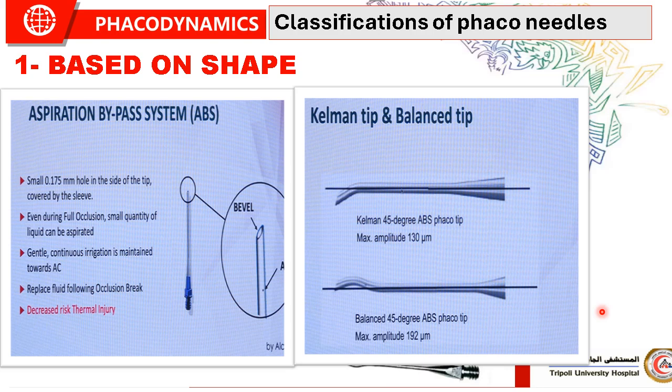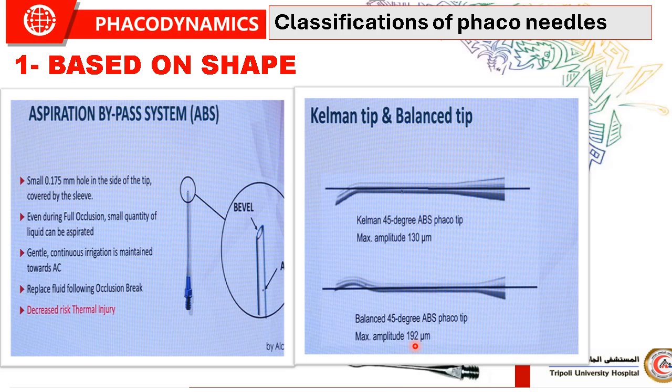Another thing that you can see here is the difference between the Kelman tip and the balanced tip, which is around a 45-degree angulation. In the balanced tip, all is in one axis. However, in the Kelman tip, the curve is off axis, and it has a stroke length of around maximum 130 microns. As I remember, I spoke before about the stroke length. The stroke length is the proportion of the forward movement of the needle in relation to the total maximum amplitude. Now, this is the maximum amplitude, up to 130 microns. However, with the balanced tip, you can see that the maximum amplitude is 192 microns.